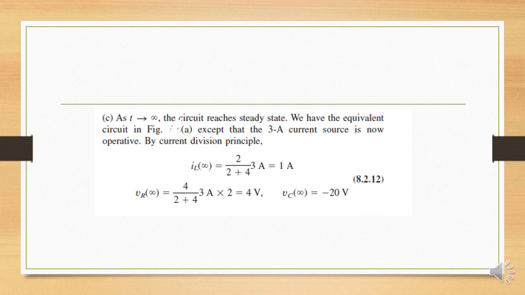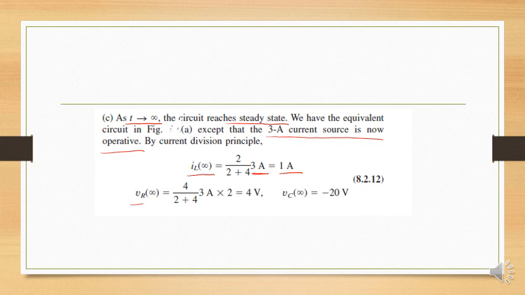Now the last one, for t approaching infinity, the circuit reaches its steady state. As in circuit number A, the 3 ampere current source is now in operative state in circuit number A, in the first circuit, right? The circuit given in your question. By applying the current divider principle, we got IL of infinity is equal to 2 over 2 plus 4 multiplied by 3 amperes, which is equal to 1 ampere.